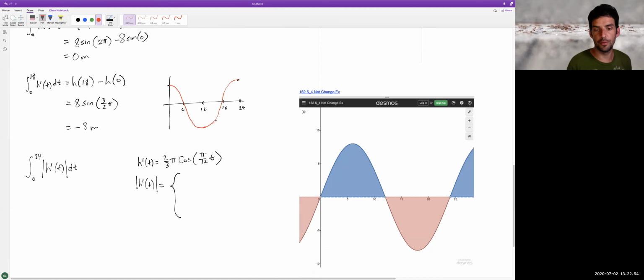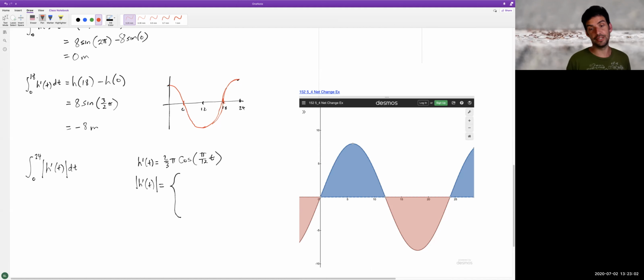All right, so I missed that one spot, but you get the idea. There, that looks a little better. All right, so it has the zeros here and here. It's negative between 6 and 18. It's positive otherwise. So what does that mean?